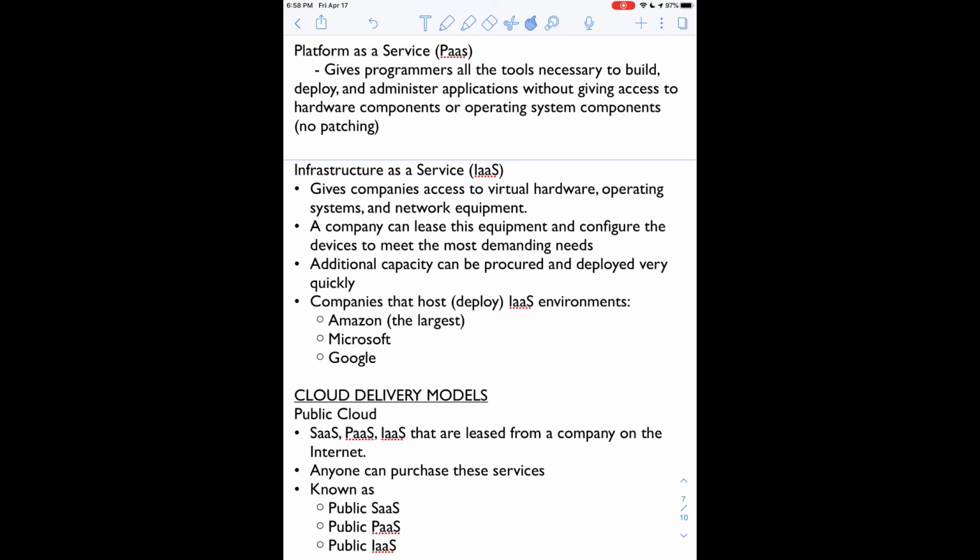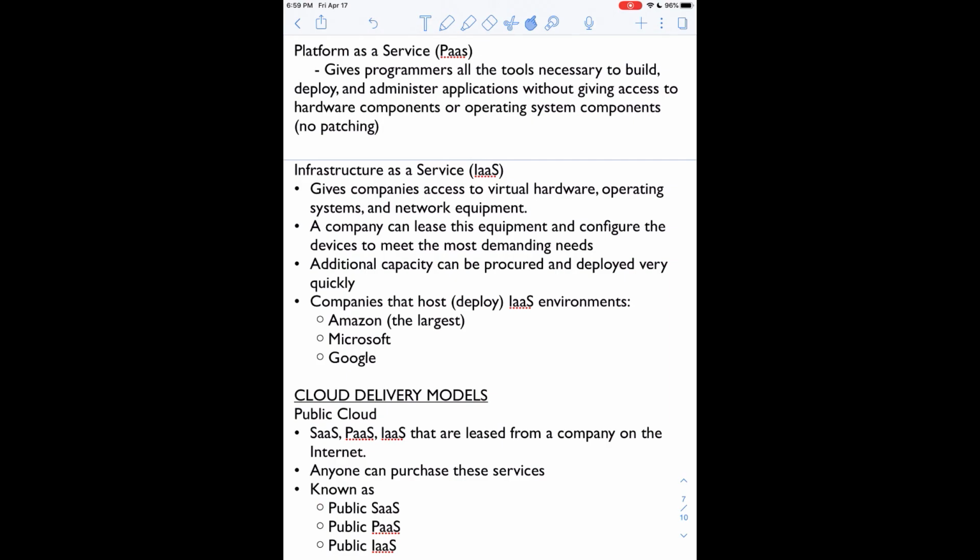Infrastructure as a Service, this is where we actually start to build virtual servers. For cloud-based, we're going to give a company access to virtual hardware, virtual operating systems, network equipment, and maybe virtual switches and routers. A company can lease and configure this equipment to meet the most demanding needs. A lot of times people will run servers on premises, but during winter months when demand increases, they may lease additional space on the internet to augment their storefronts.